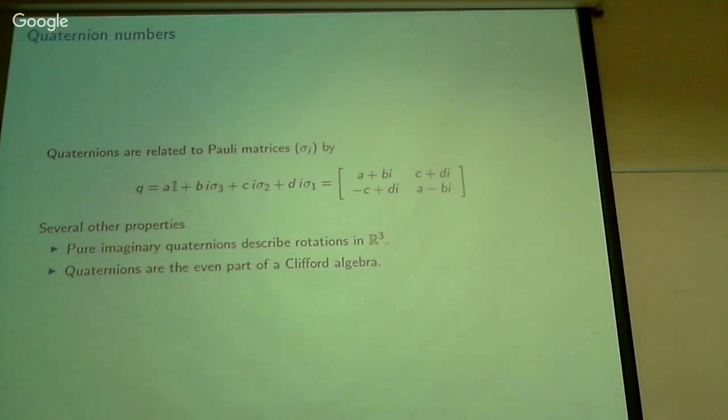They are the people who work with programming computers for graphical purposes; they use these formalisms to rotate objects. I don't know much more about this object than what I just mentioned. And mathematically, quaternions are the even part of a Clifford algebra. So the more general theory about quaternions is the Clifford algebra.